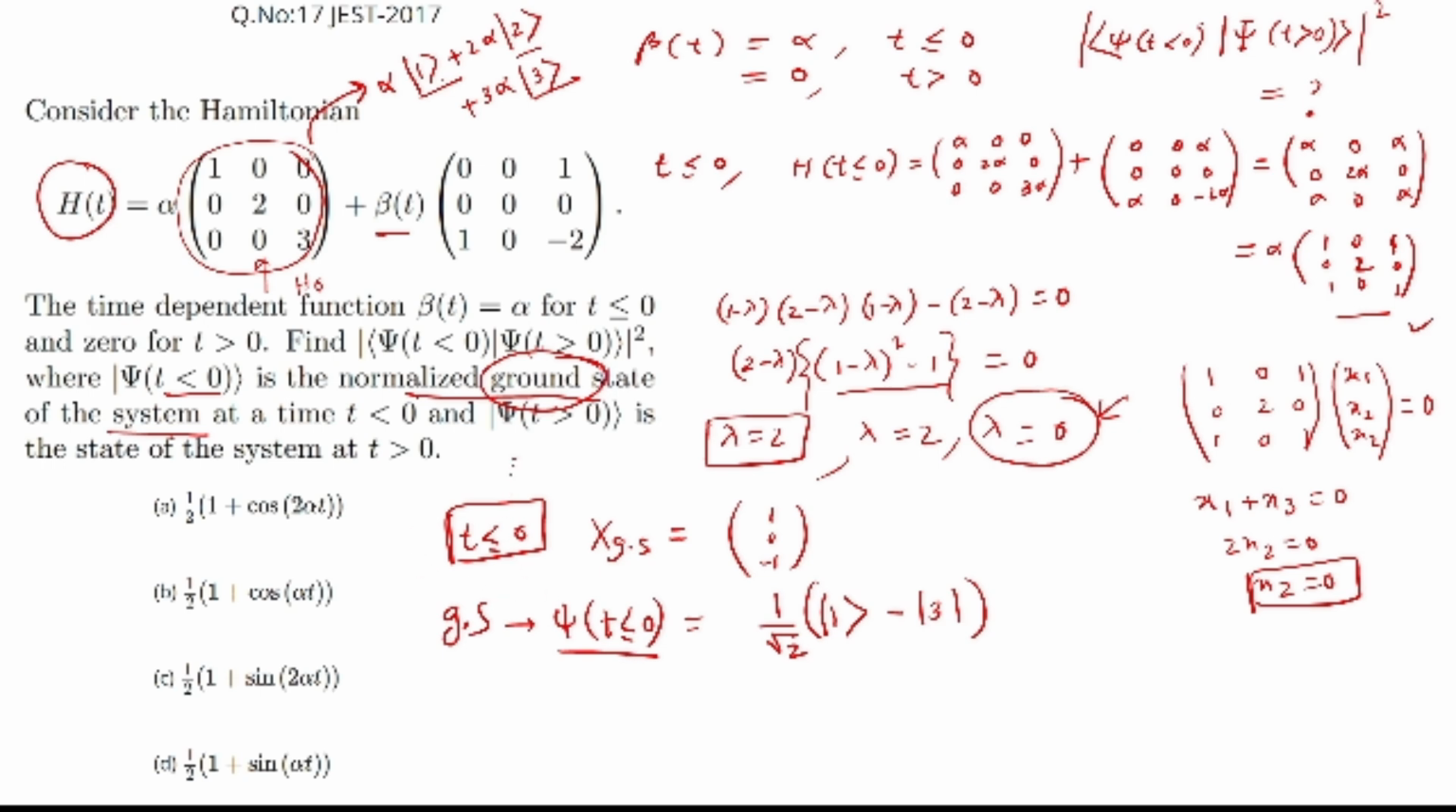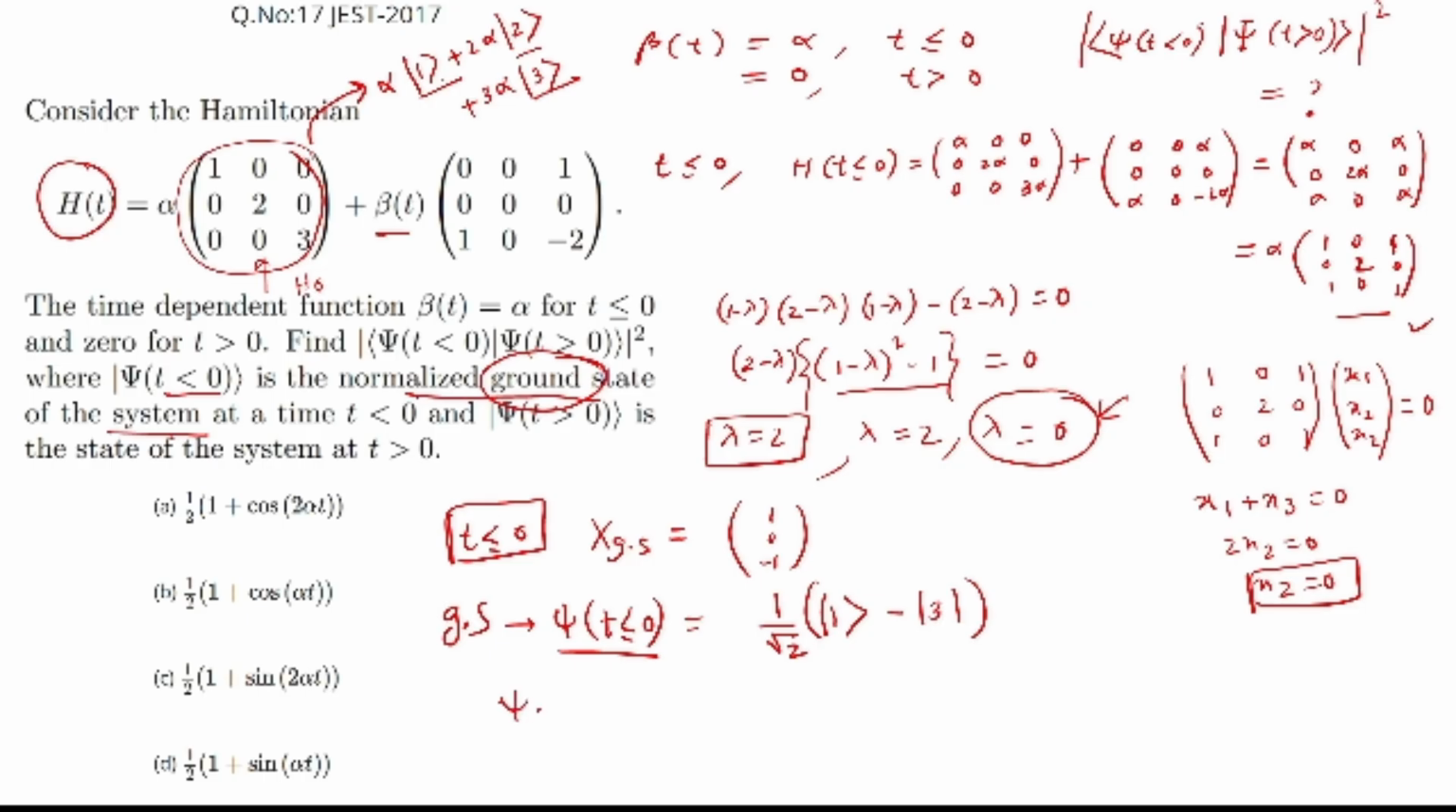Now we have to find the probability. For t less than or equal to 0 we get the wave function, that means at t equals 0 the wave function is this. Then for any time t, we know how to write the wave function from t equals 0 to any time t.